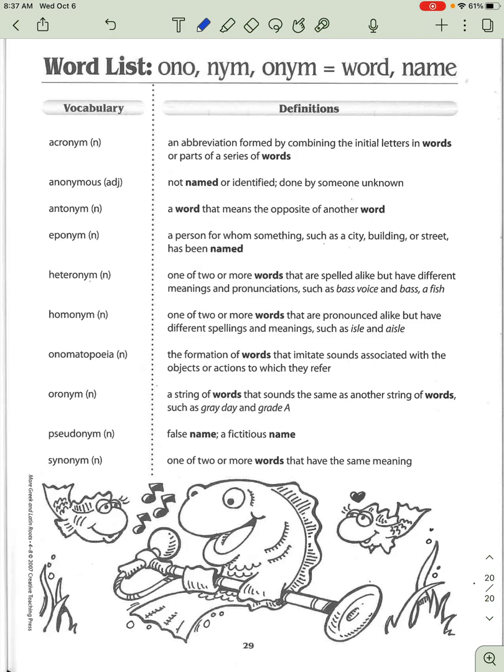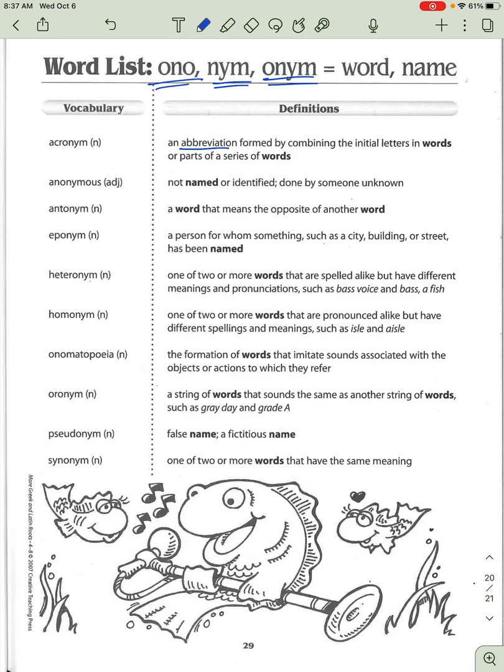All right, so we've got three of them this week, ONO, NYM, and ONYM. Okay, these talk about a word or a name of something. So we're talking about different types of words today, okay? So the first one here is acronym. Acronym is going to be an abbreviation formed by combining the initial letters in words, okay?